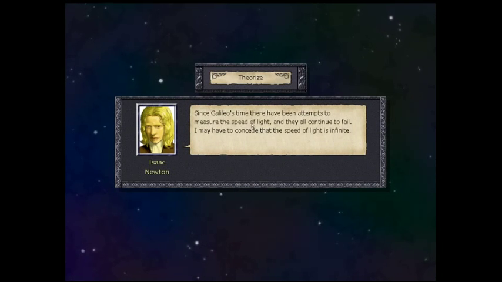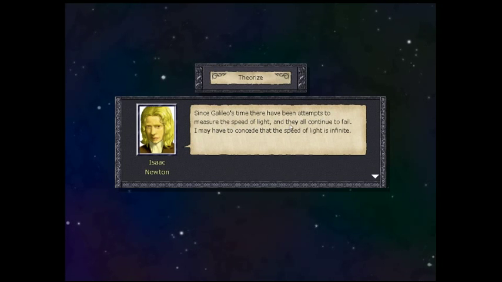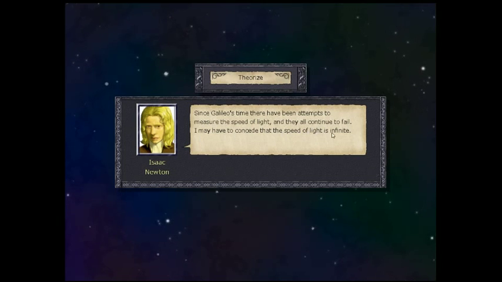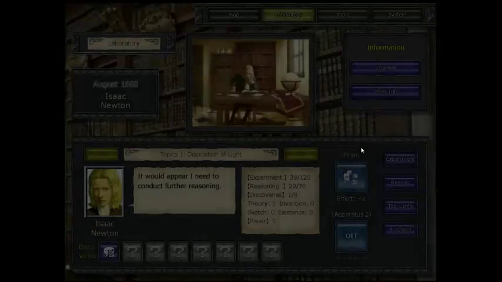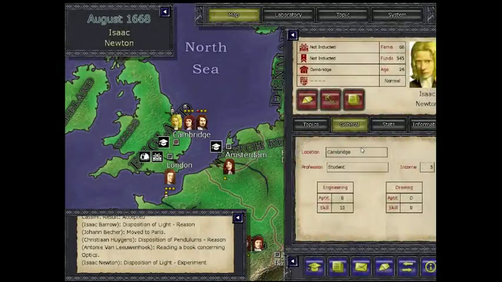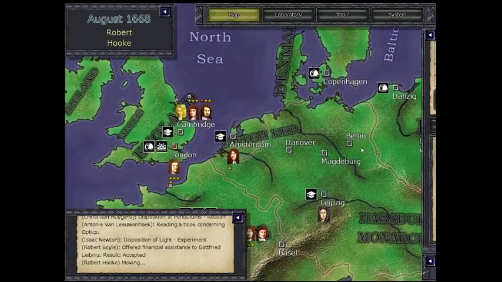Since Galileo's time, there have been attempts to measure the speed of light. They all continue to fail. I may have to concede that the speed of light is infinite. That is not true. And I knew that in the last one, but I went ahead and published the paper anyways, and I got discredited.